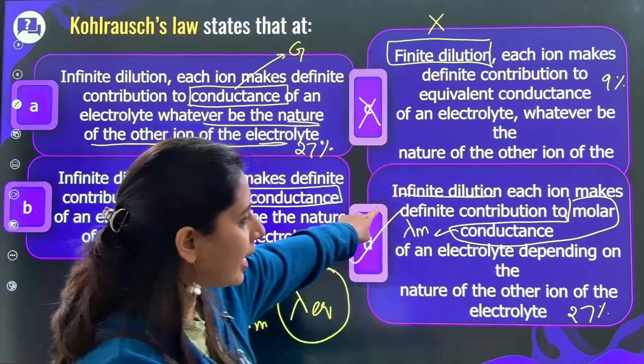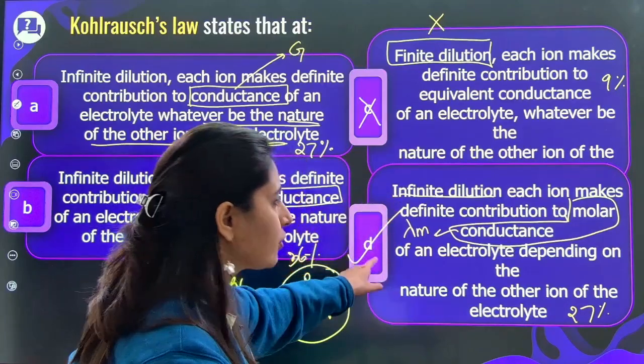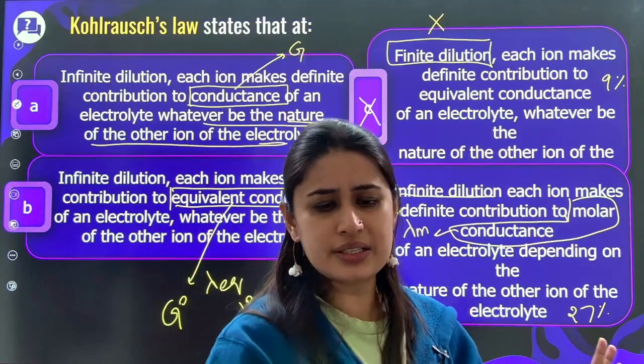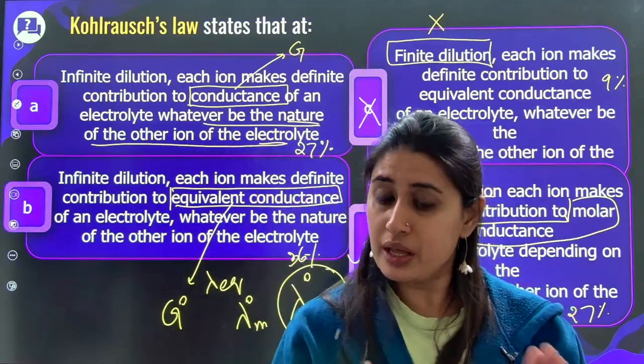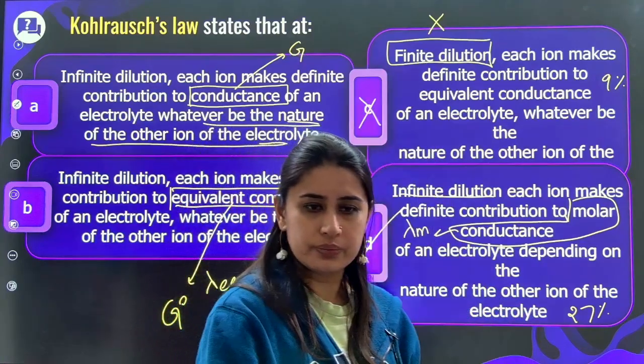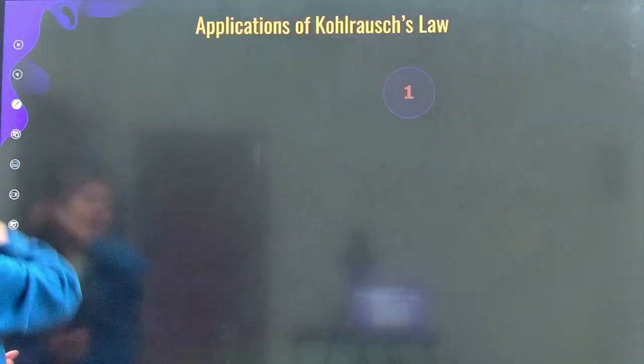So this is as per your definition that you need to know. At infinite dilution, each ion makes definite contribution to molar conductance of an electrolyte depending on the nature of the other ion of the electrolyte. The second part of it is not disputable. The first part is the decider here. Okay, all cool? Interesting one. Makes you think.